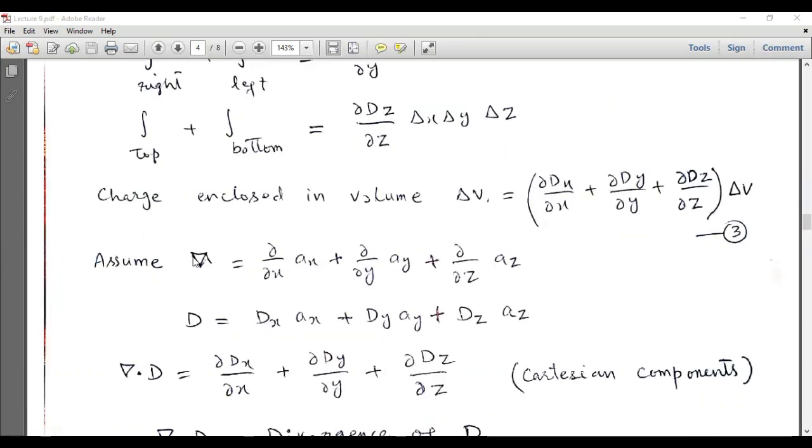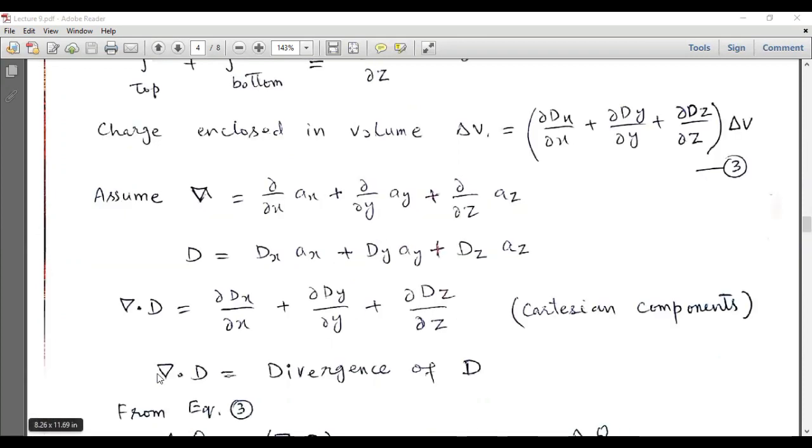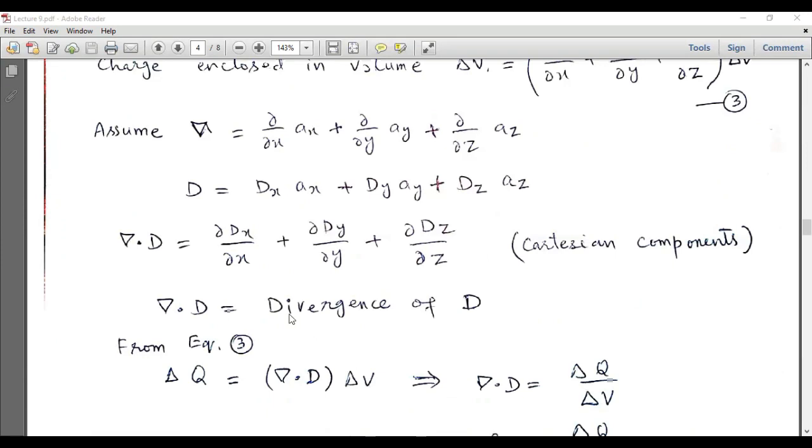So now if I take the dot product of this vector operator and this electric flux density, I will get partial over partial x Dx plus partial over partial y Dy, because ay dot ay is equal to 1, ax dot ax is also equal to 1, and at the end I will get partial over partial z Dz. So this thing, partial Dx over partial x plus these three partial derivatives, can be replaced with del dot D, right? So this del dot D is called the divergence of D.